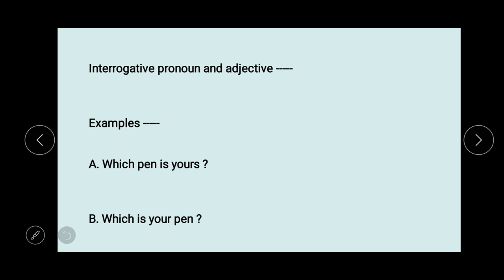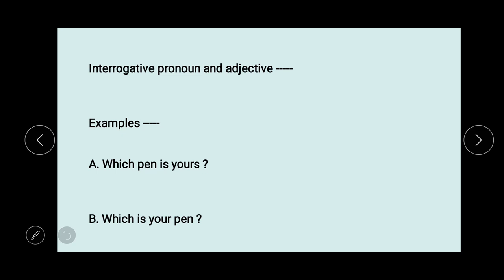In order to identify the adjectives and the pronouns, here you can see that I have listed two examples. Number one is, which pen is yours, and number two is, which is your pen. You can see that both the questions are similar, only the way of asking is different. In the first example, we have used the question word before the noun, and in the second example we have used the question word before a verb, which is.